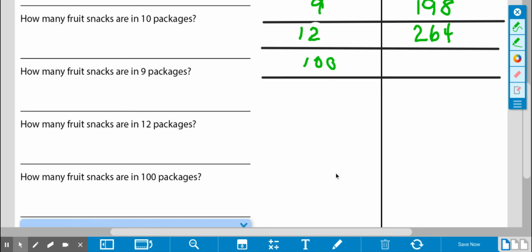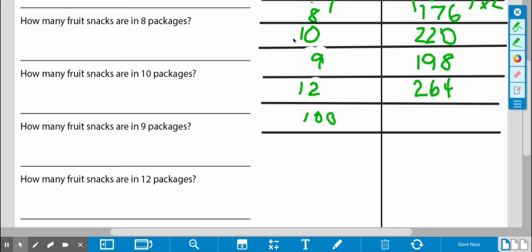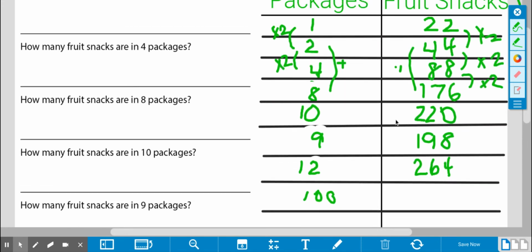All right. When I think of 100 packages, hey, I know that if I have 10 packages, I have times 10 to get to 100. So I can take my 220 times 10 to figure out how many fruit snacks. I also could go from 1 package to 100. Hey, that's 100 times more. So 22 times 100, either way I do the math, I'm moving over that place value and end up with 2,200 fruit snacks. Like I said, oh man, that's a lot of fruit snacks. Kind of makes me kind of have a bellyache just thinking about that, right?